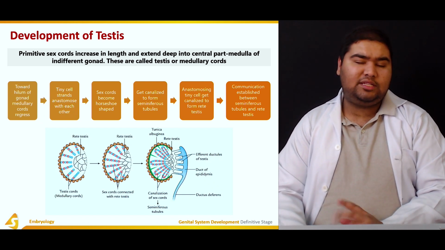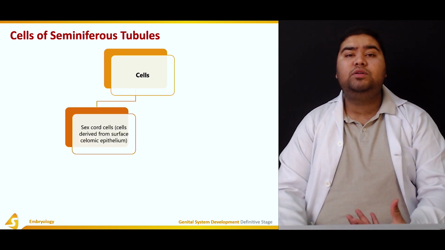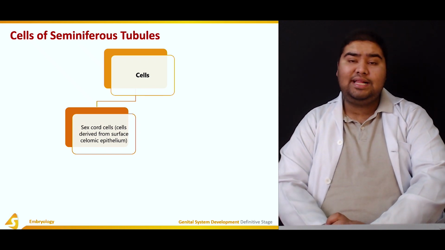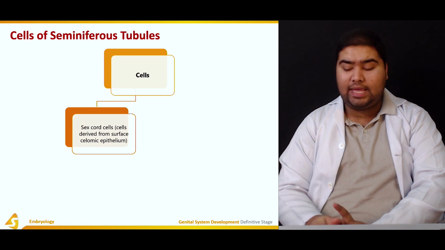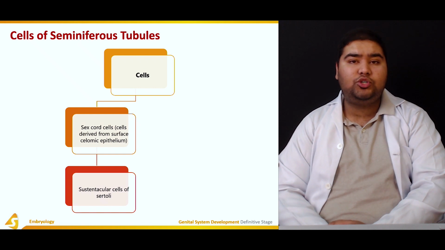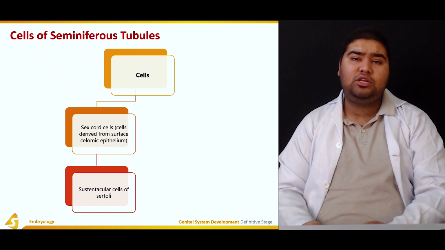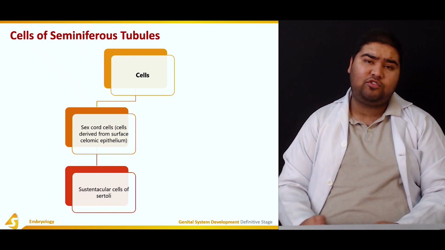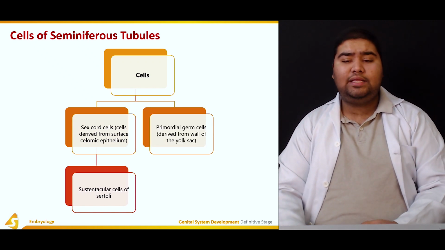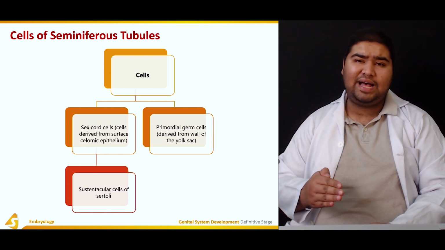So now let's talk about the cells of the seminiferous tubules. Cells of the seminiferous tubules are actually of two types. We have the sex cord cells, which are derived from the coelomic epithelium. They're called the sustentacular cells of Sertoli. So the Sertoli cells or sustentacular cells of Sertoli are those cells which were derived from the coelomic epithelium. The second kind of cells are the primordial germ cells, which migrated from the wall of the yolk sac.